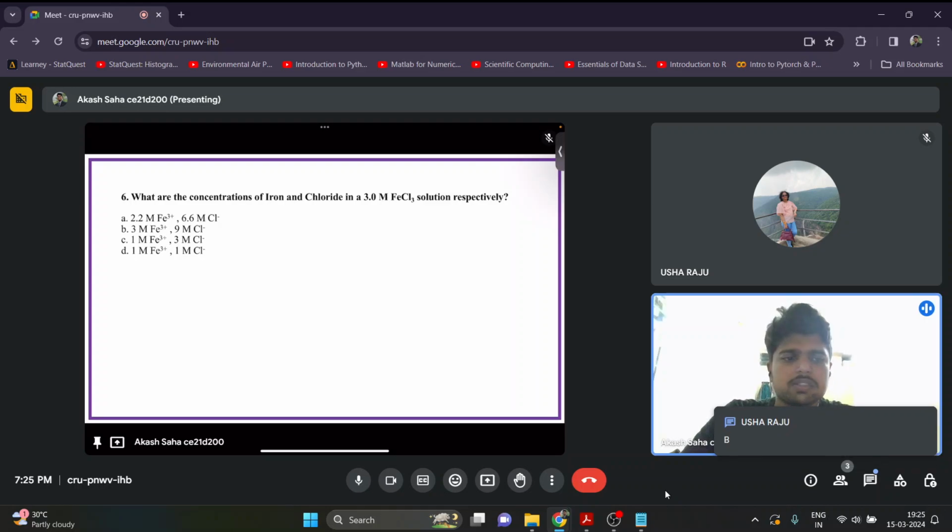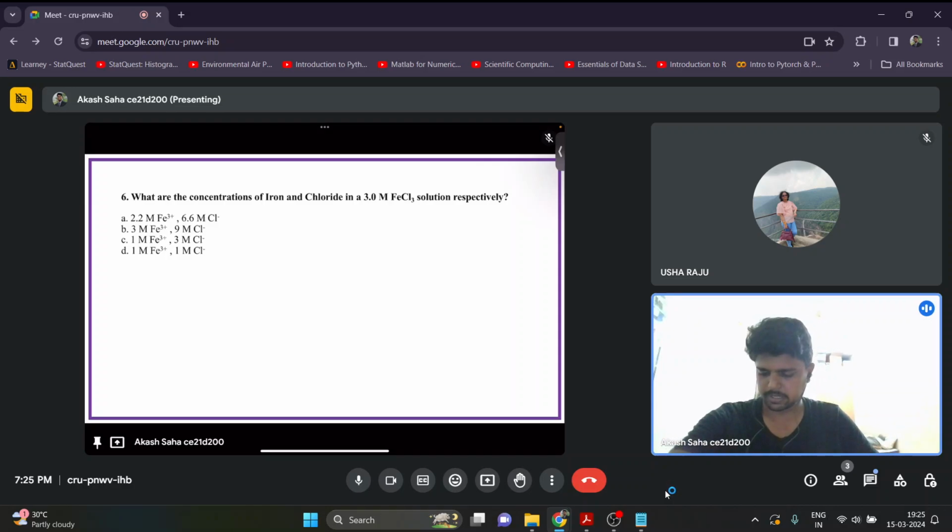Option B, yes. So directly we can see, no need to calculate. So 1 Fe per FeCl3, so 3 into 1, so 3 molar Fe3+, and 3 Cl- ions will come, so 3 into 3, 9, so 9 molar Cl-. So pretty direct and easy. So option B is correct.